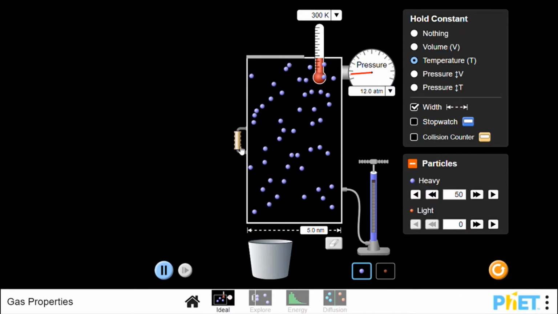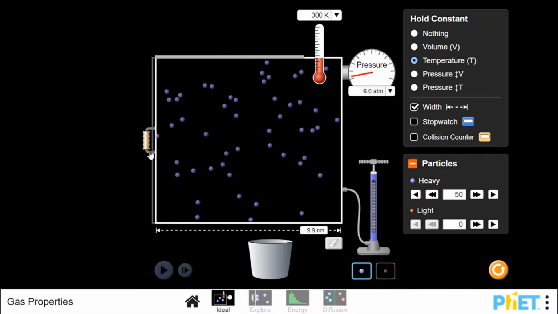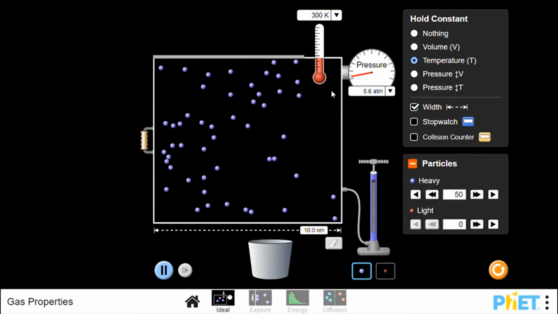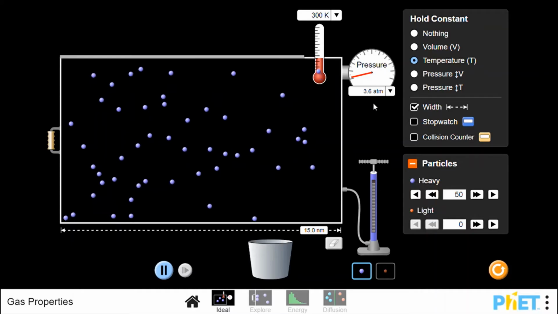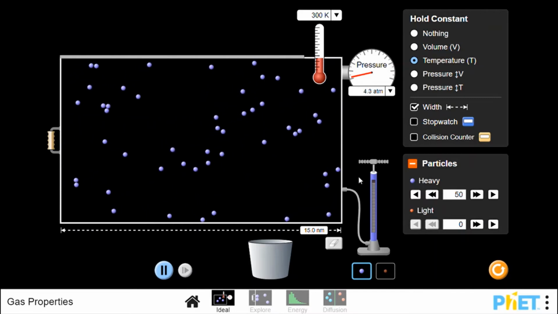Next we move to the 10 nanometer. Then I will read the pressure again and take the average. And then we move to the 15 nanometer, and I will read the pressure again. Here, take the average.